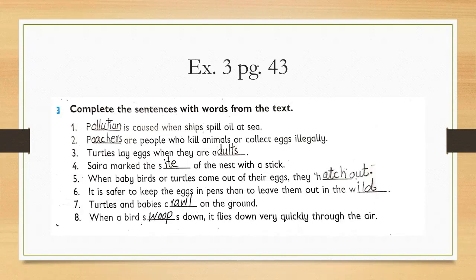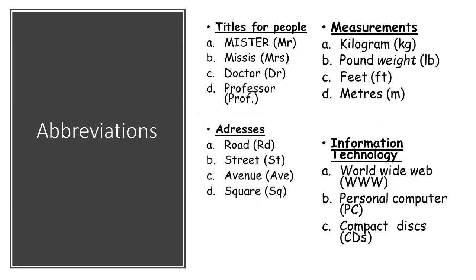When baby birds or turtles come out of their eggs, they hatch out. It is safer to keep the eggs in the pens than to leave them out in the wild. Turtle babies crawl on the ground. When a bird swoops down, it flies down very quickly through the air. This is an informative exercise. Learn the blanks as well.